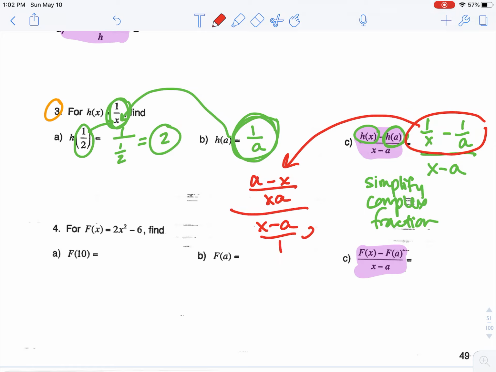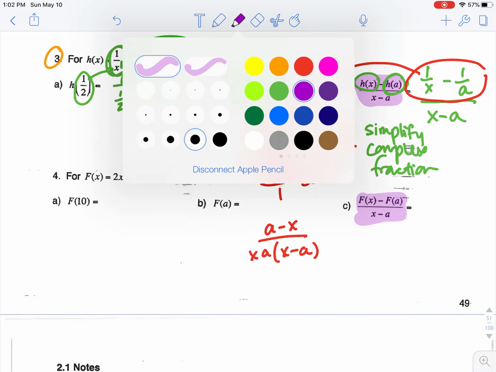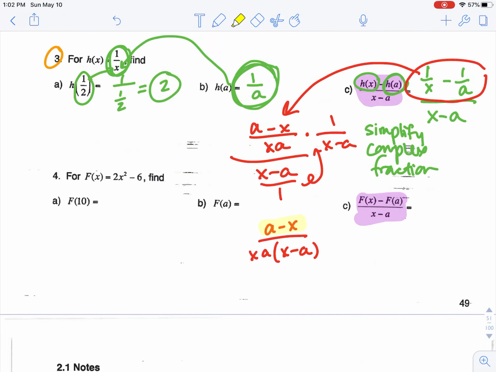This is like over 1, so I can flip it. Okay, so nothing cancels yet, right? So let's see what I have here. If I go across, I'll have a minus x over xa times 1 over x minus a. Now these two, a minus x and x minus a, are very similar, but they're not exactly the same. If it was a plus x and x plus a, those would be the same and I could cancel. But they're not the same when it's subtraction.